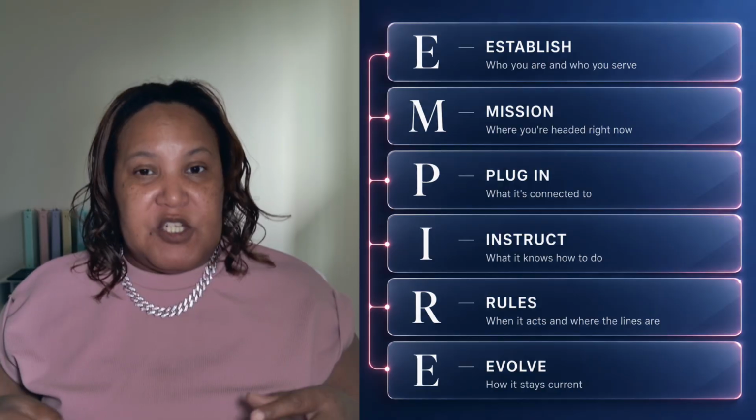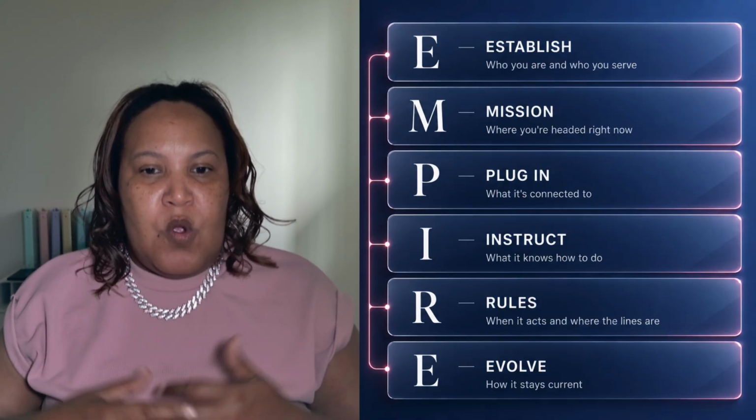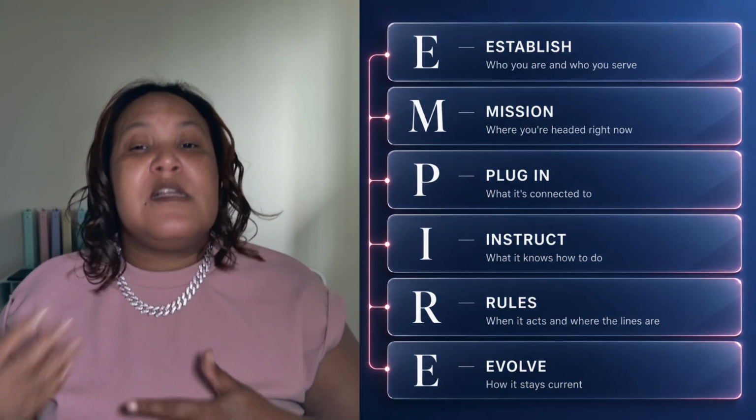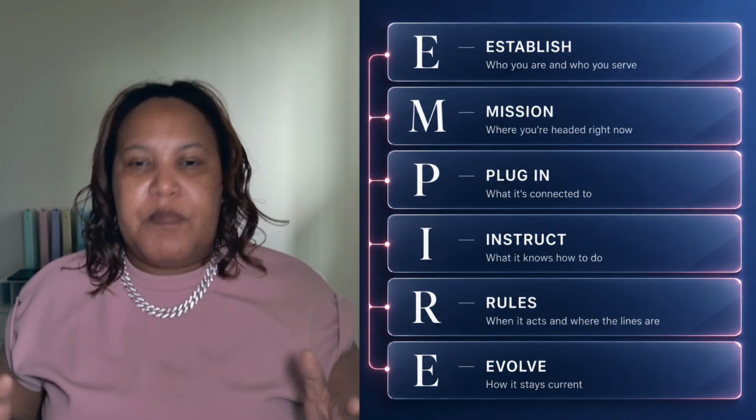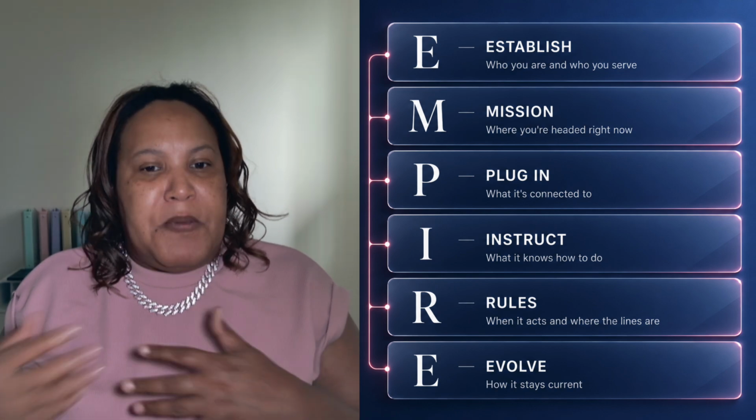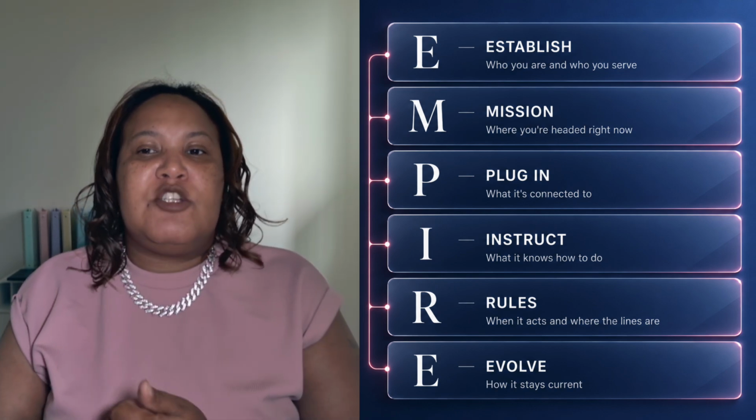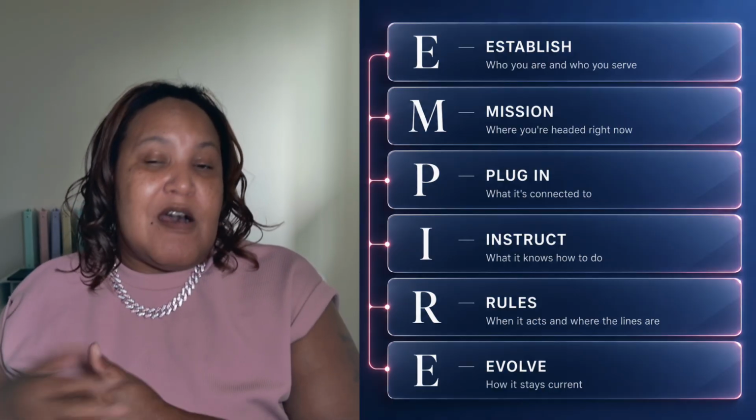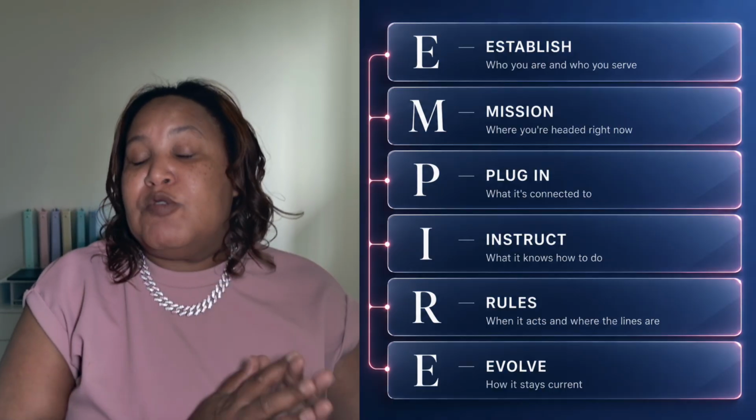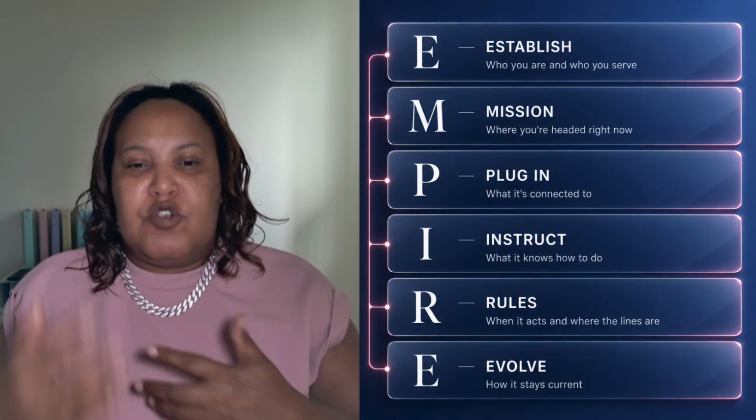M is for the mission, not the mission of your business. We're not talking about a mission statement. We're talking about basically your goals, like what mission are you on right now, not the overall company mission. And then the P, your plugins, like what would you need to connect your AI to? Does it need to be able to talk to your local files on your computer? Does it need to be able to go into your Google Drive? These are what I mean by tools and connections.